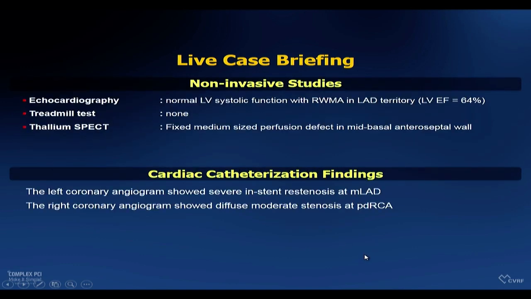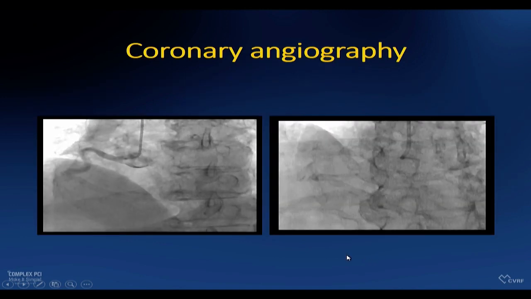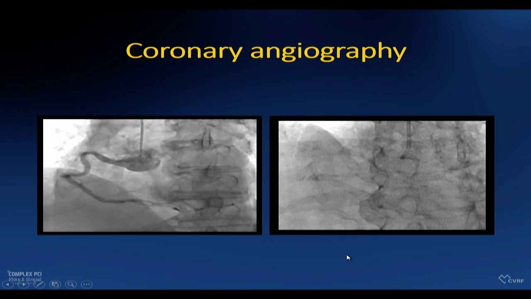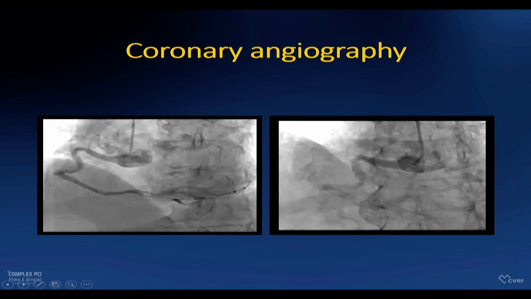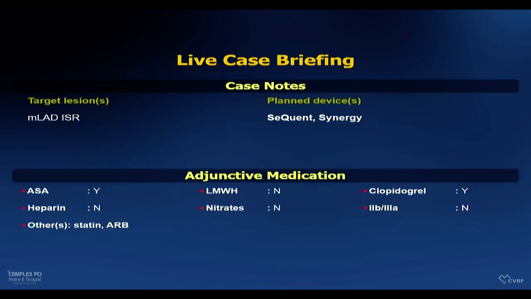Echo showed a normal ejection fraction, but there was some regional wall motion abnormality in the LAD territory. The RCA had some diffuse disease, but FFR was negative. We decided to treat the mid-LAD in-stent stenosis. Please show us the angiographic appearance on the screen.